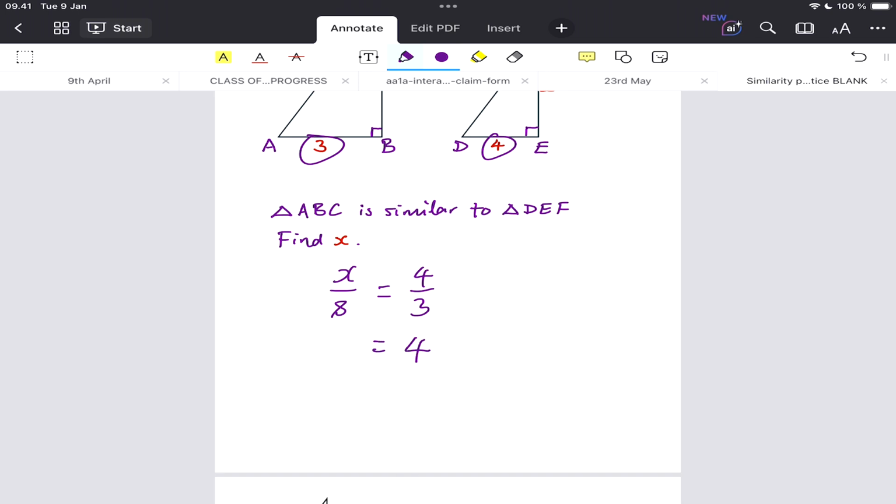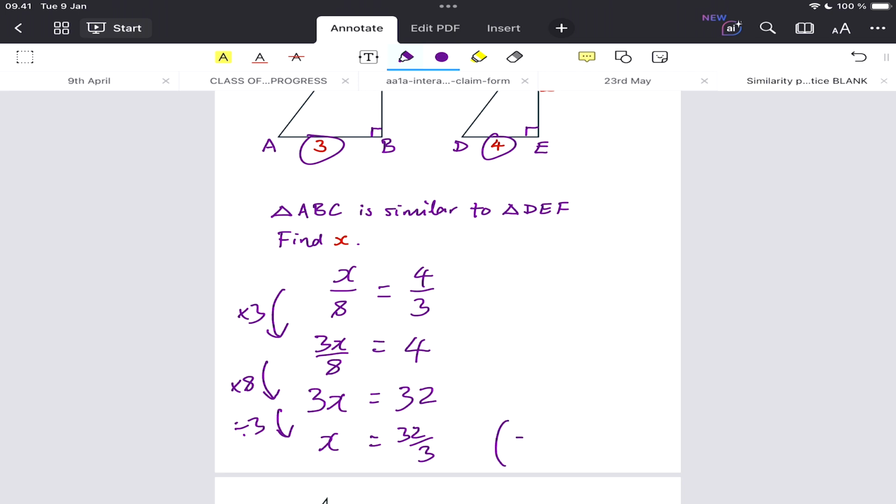So 3x over 8 equals 4. So I've just multiplied both sides by 3 to get rid of a fraction. Let's get rid of the other fraction and multiply both sides by 8. So we get a whole 3x equals 32. And then finally, to find out what x is, we can divide everything by 3 to get x equals 32 over 3, which is the same as 10 2/3.